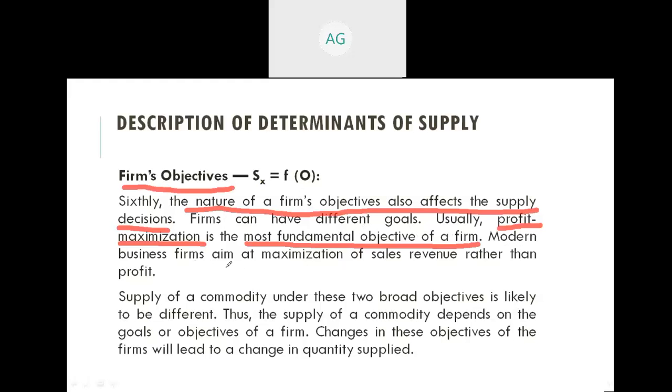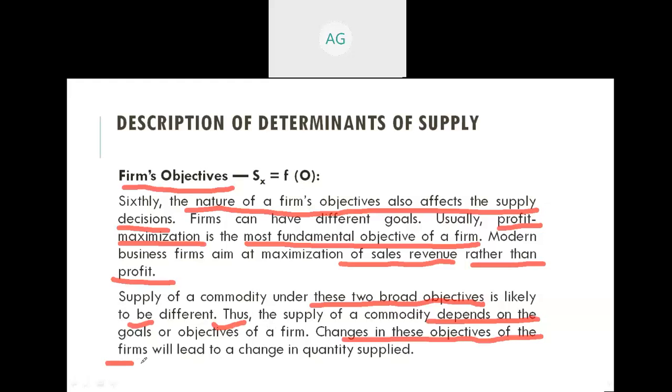Modern business firms may aim at maximization of sales revenue rather than profit. So the supply of a commodity under these two broad objectives, first profit maximization and second maximization of sales revenue, is likely to be different. Thus the supply of a commodity depends on the goals of a firm. Changes in these objectives will lead to a change in quantity supplied.